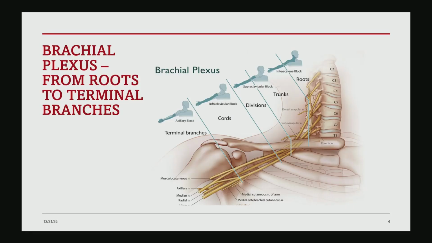So in interscalene block, we will be doing blocks at the root level. Whereas with supraclavicular brachial plexus block, we block at the level of trunks and divisions. When I come to infraclavicular block, we have the medial costoclavicular block and the lateral infraclavicular block. Here we block in relation to the first part of the axillary artery, whereas here we block in relation to the third part of the axillary artery. And finally, at the axillary brachial plexus block, we block the terminal branches of the brachial plexus. The five main branches are musculocutaneous, axillary, median, radial, and ulnar.